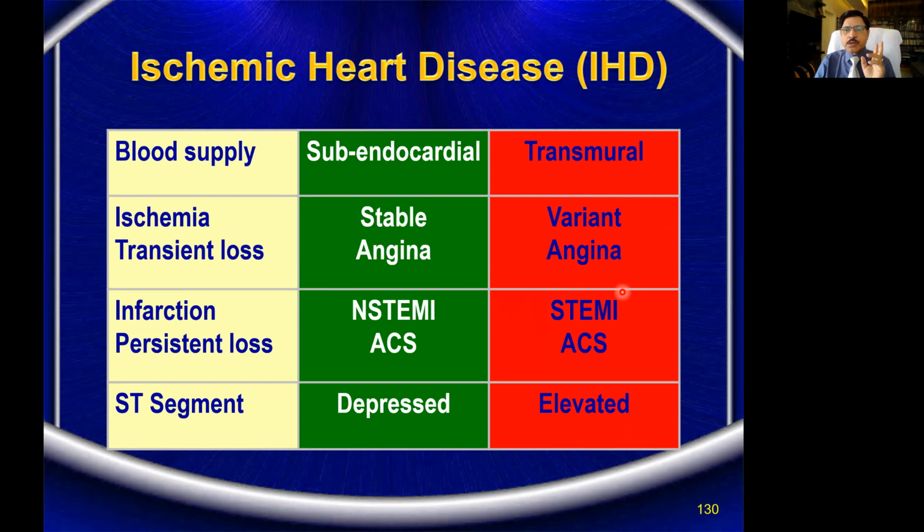So when there is a persistent loss of blood supply, then it is ST segment elevation myocardial infarction. So now we have an NSTEMI, we have an STEMI together. These are called ACS, along with one other entity called unstable angina. What is that? We will see in the next slide.